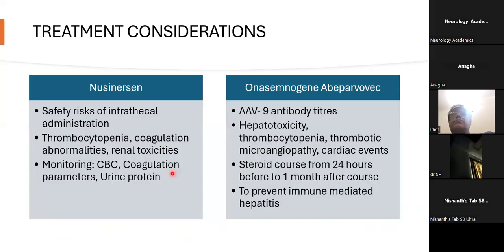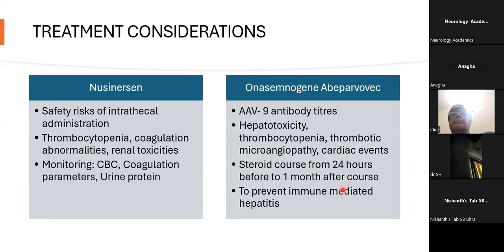Coming to treatment considerations with nusinersen, the safety risks are mainly the complications of intrathecal administration. Apart from that, there are also side effects with thrombocytopenia, coagulation abnormalities, and renal toxicities. Patients on nusinersen have to be monitored with CBC, coagulation parameters, and urine protein. Onasemnogene abeparvovec is an adeno-associated virus gene therapy, and adeno-associated virus antibody titers will have to be monitored. Due to immunogenicity to the viral capsid, there can be immune-mediated hepatitis that results in hepatotoxicity.